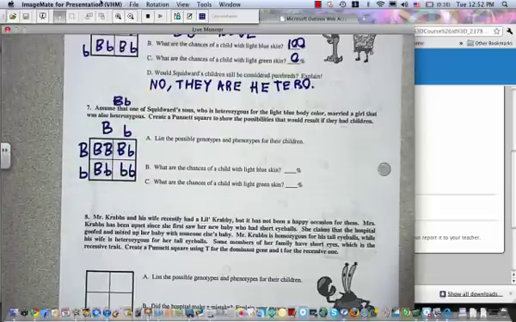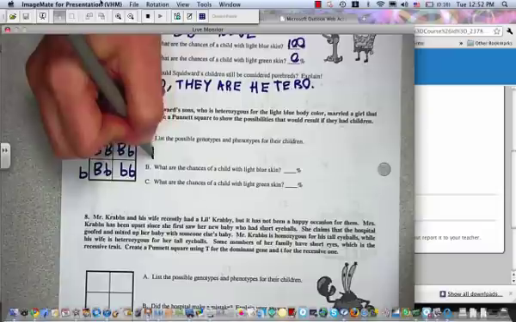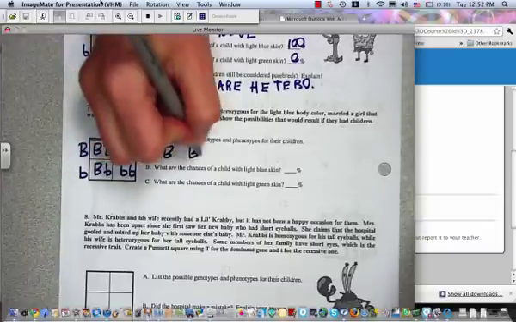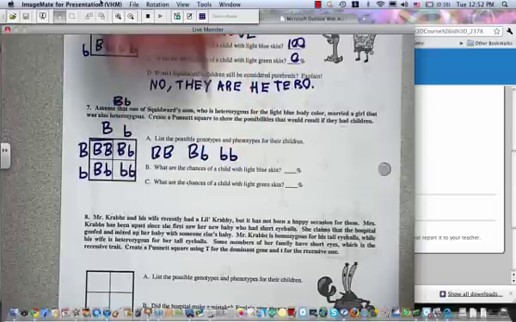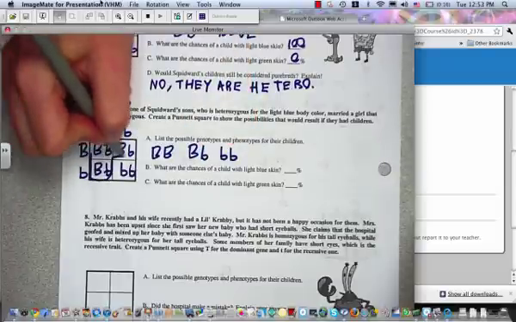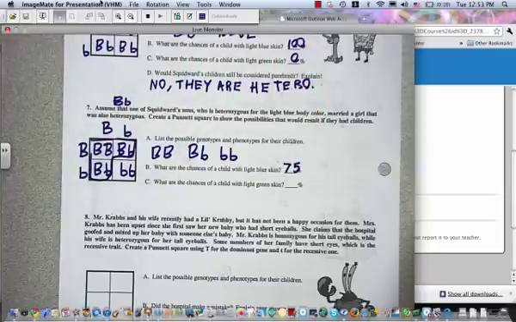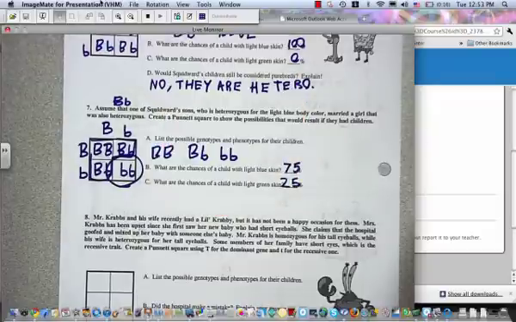List the possible genotypes and phenotypes. The genotypes are the letters. They could be capital B, homozygous dominant. They could be capital B, lowercase b, heterozygous. Or they could be lowercase b, homozygous recessive. What are the chances of a child with light blue skin? It will be all of these. 75%. What are the chances of a child with light green skin? 25%. We'll skip the last one.